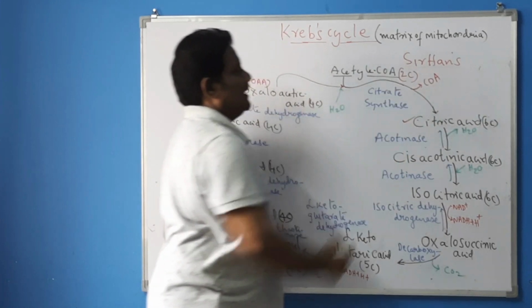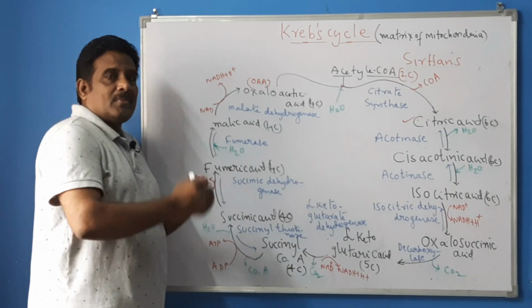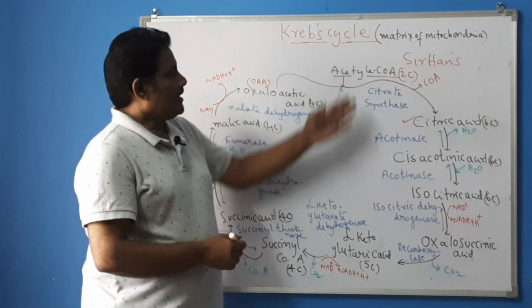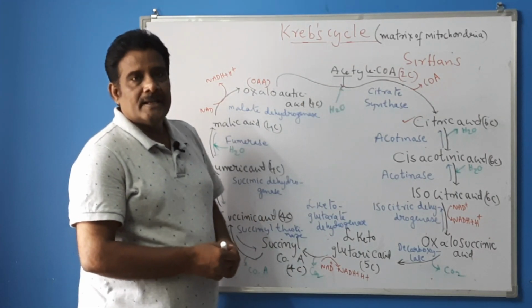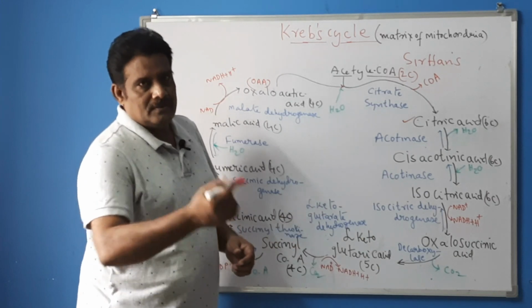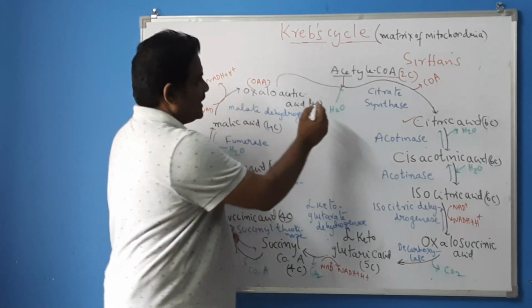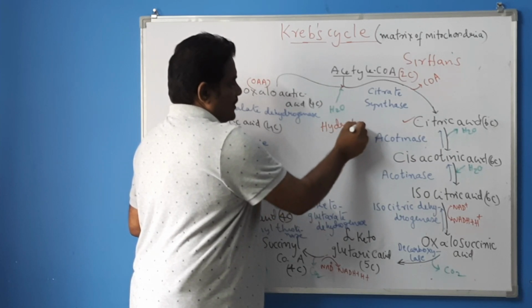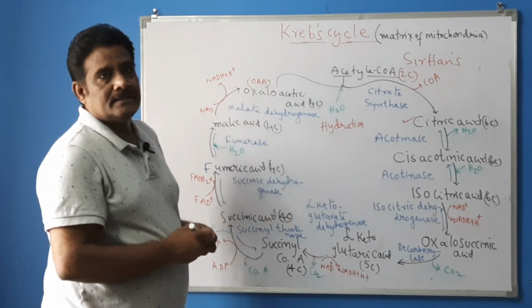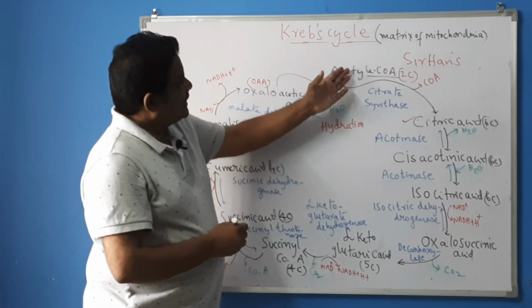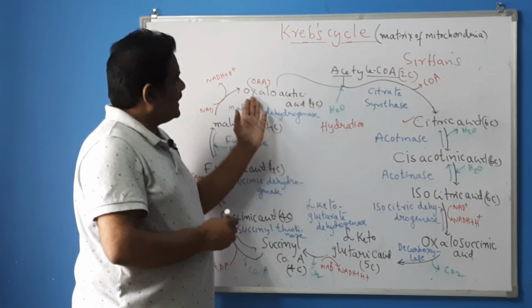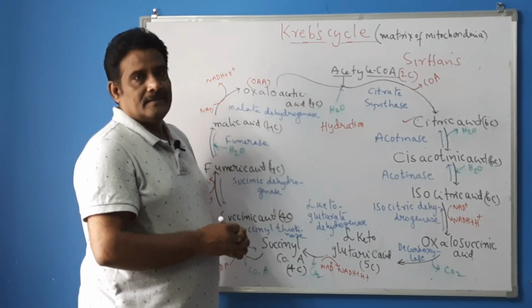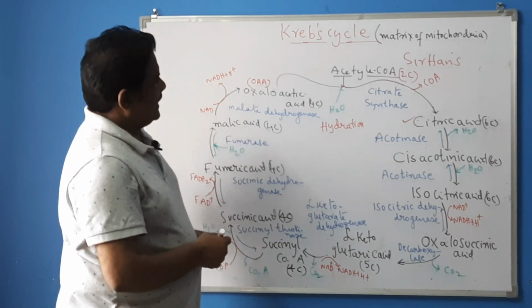CoA is released. So in this step of the reaction, a water molecule is added. You know very well, addition of a water molecule is nothing but a hydration process. So this is hydration here. But here acetyl-CoA is going to be condensed with oxaloacetic acid. That point you have to understand.